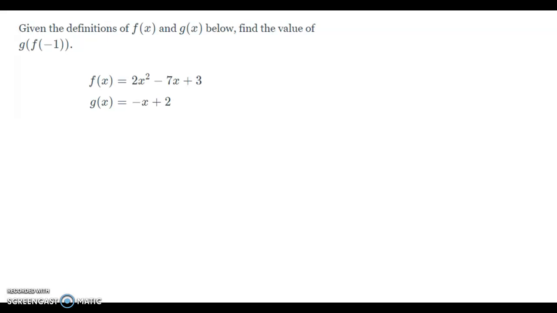Okay, so we are going to go over a couple of composition problems so that hopefully when you see these on a test, they won't scare you and you will be a little bit more comfortable with them. So let's get right into it.